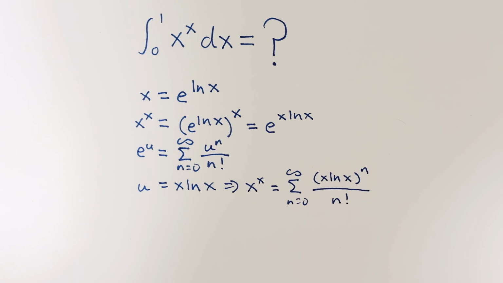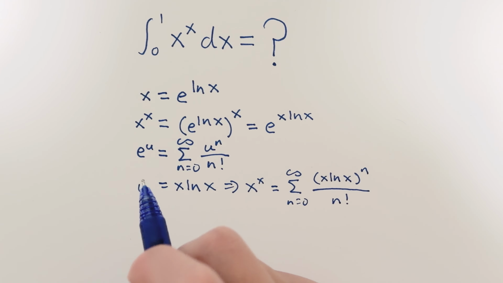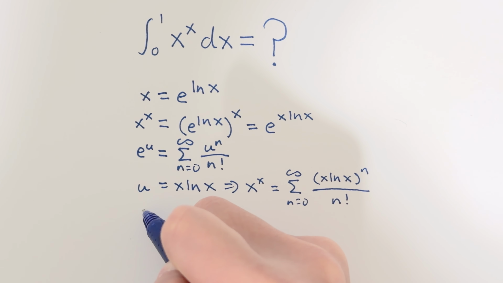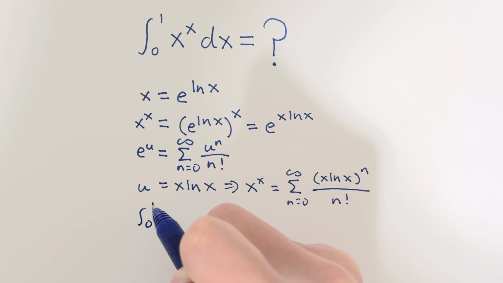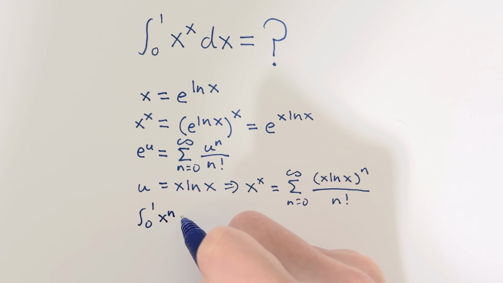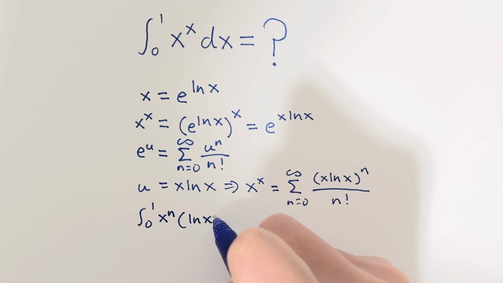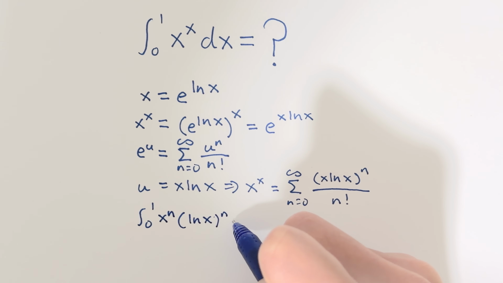So we can now move the integral symbol inside the sum. Our goal is no longer to solve one big integral, but to solve an infinite number of small ones. The core of our problem is now evaluating the integral from 0 to 1 of x to the power of n times ln x to the power of n dx.